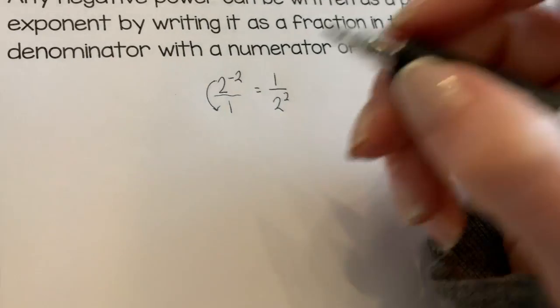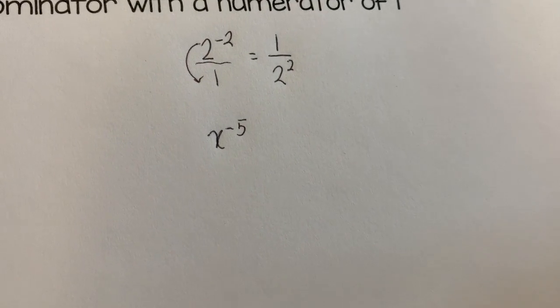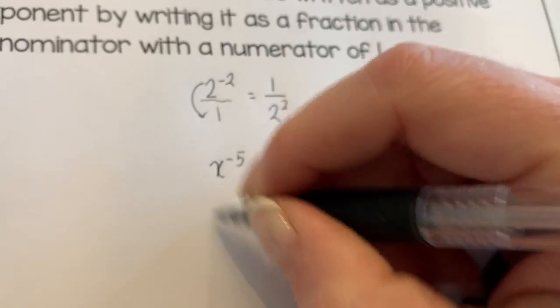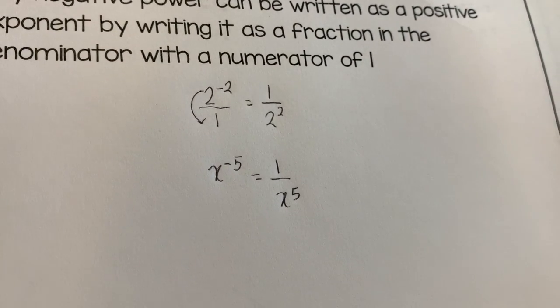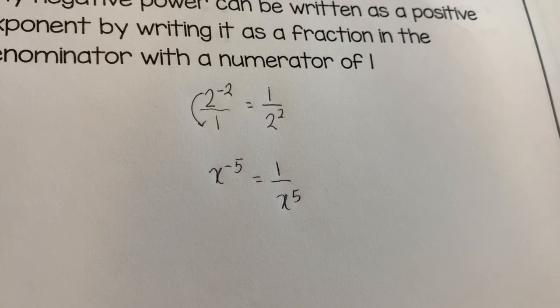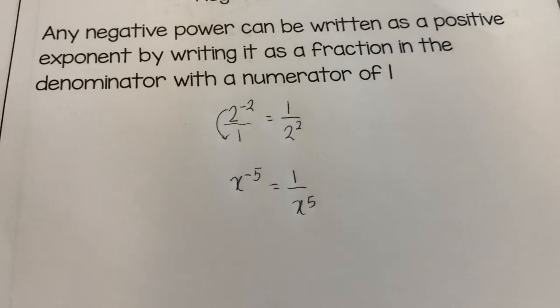Another example would be with a variable. So let's do x to the negative fifth power, for example. I'm going to banish it to the denominator, so it's going to be 1 over x to the fifth power. Okay, and that's it. So we're going to get started right away with exercise 2.